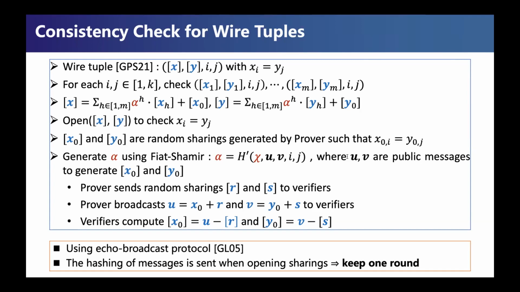As we allow abort, we can use an equal broadcast protocol. The hashing of messages is sent when opening shares. Therefore, we can keep one round of communication between verifiers.